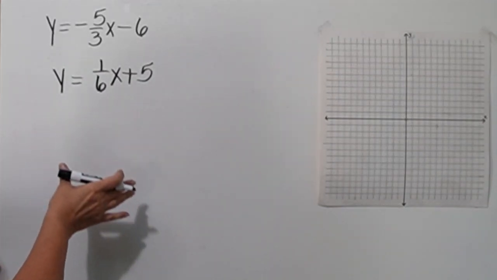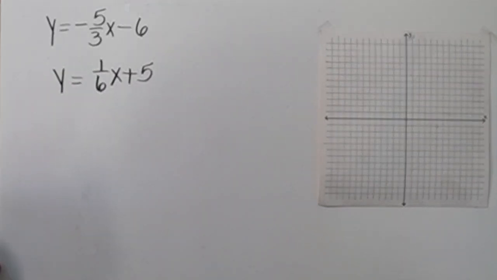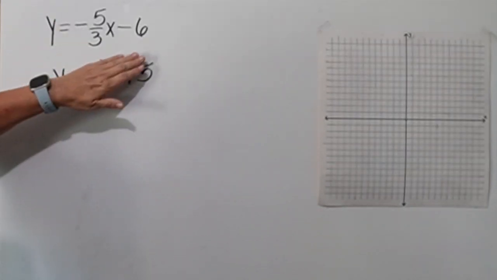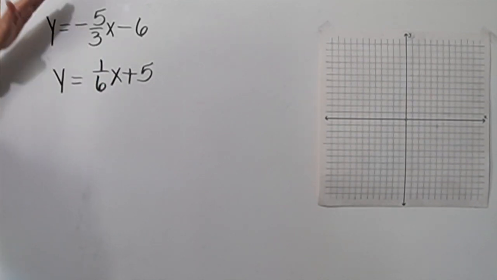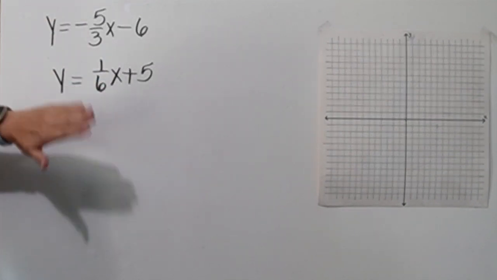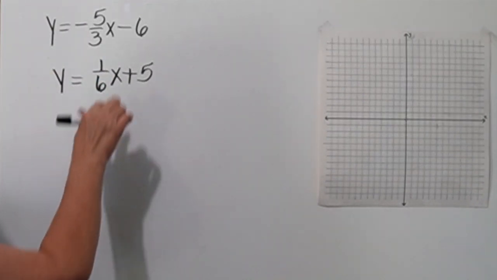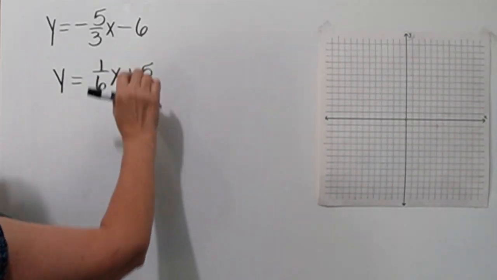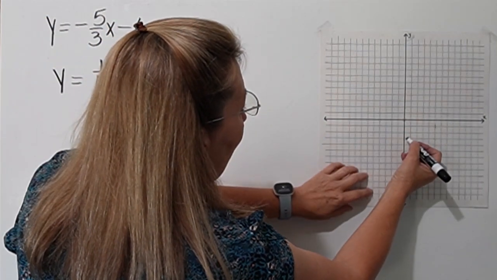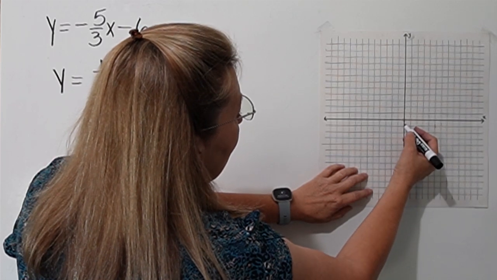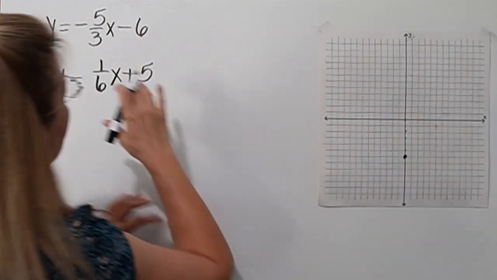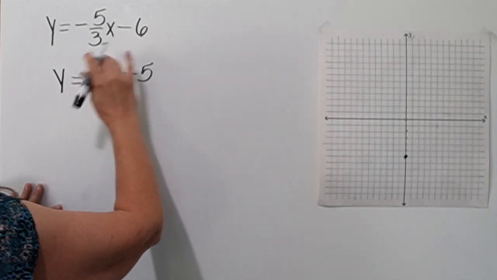So how do you graph a line? Well, you can make an xy chart, or you can convert it to y is equal to mx plus b form and then use your y-intercept and your slope. Since these are in that form, that's what we're going to do. Now our first line here, the y-intercept is at negative 6. So I'm going to come over here to my y-axis and I'm going to go down 1, 2, 3, 4, 5, 6. Then I'm going to use my slope, which is negative 5/3.